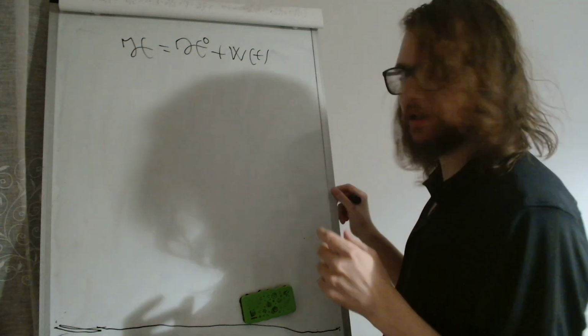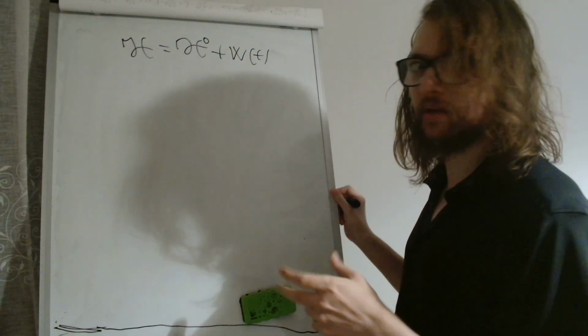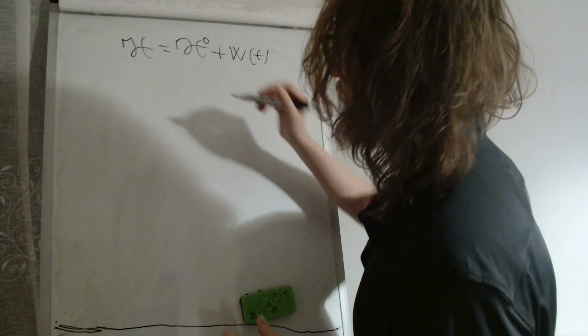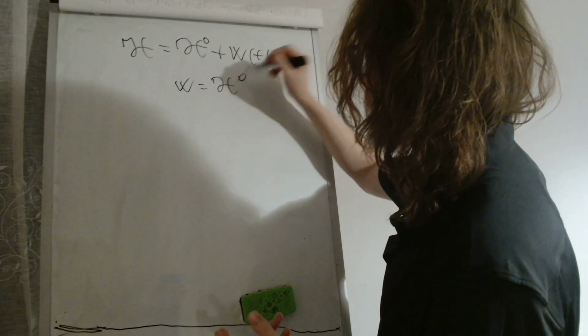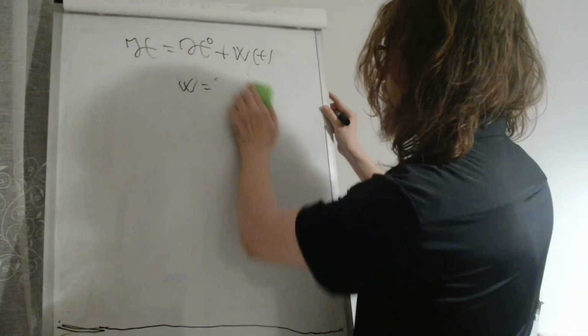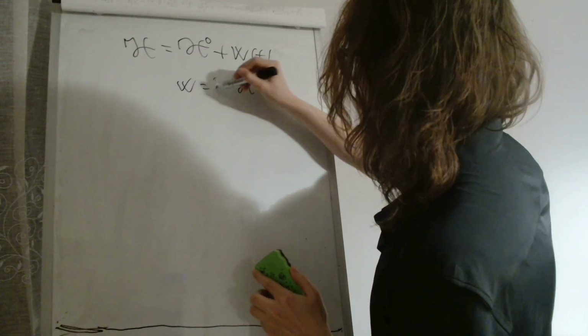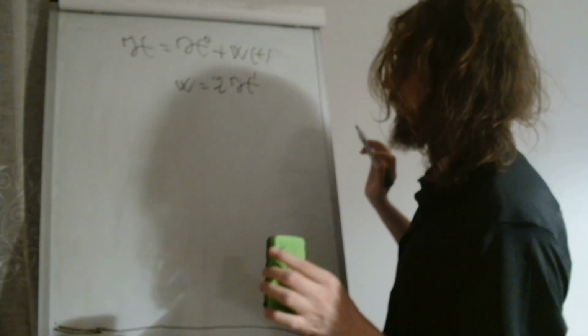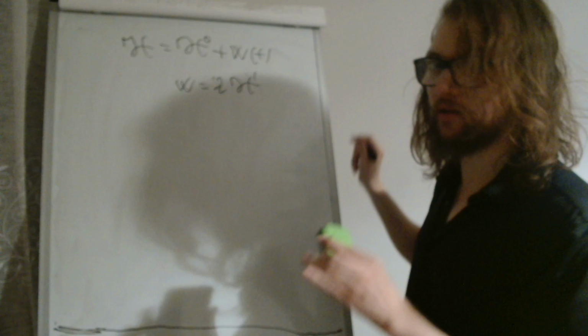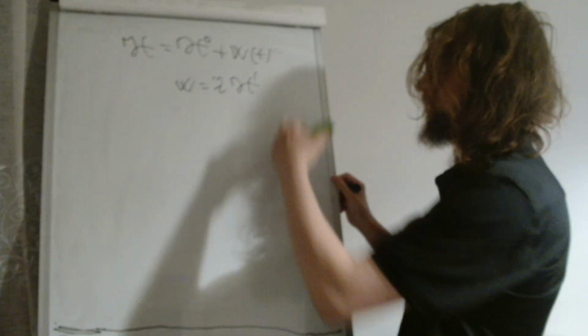Now, I did a video recently about time-independent perturbation theory, where W was equal to h1 times lambda. Lambda was small and h1 did not depend on time. Here W of t is a small perturbation, but it depends on time.